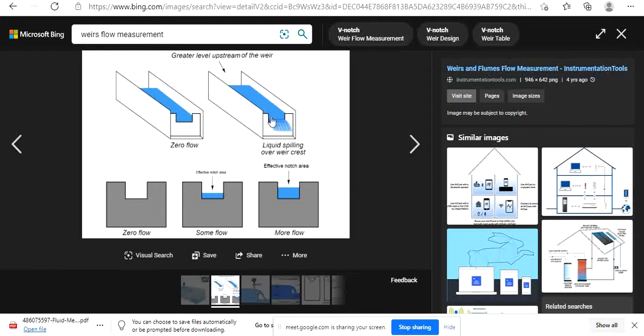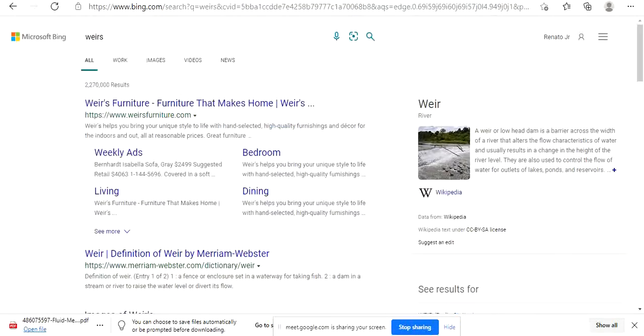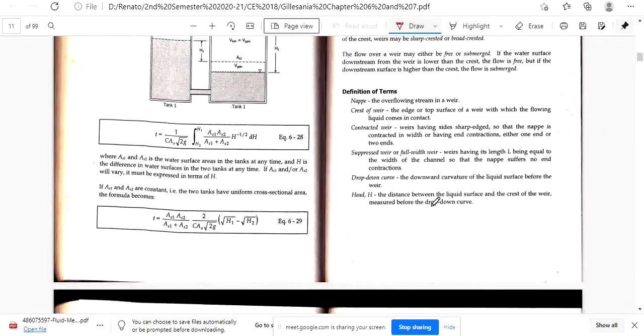So, this is the wear. Supposedly, there is a constant flow in your channel. But when you put the wear, there's an increase in elevation because of what you call hydrodynamics. Then that head, that increase, will be used in our solution.